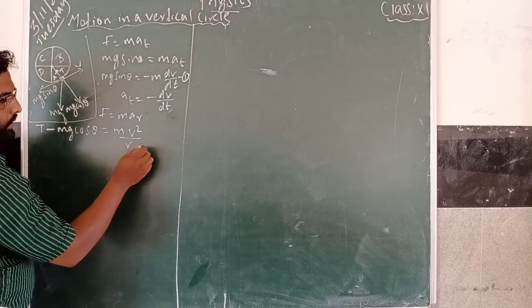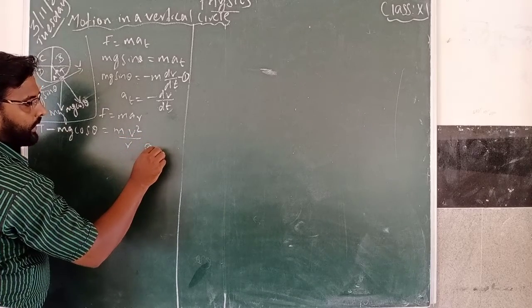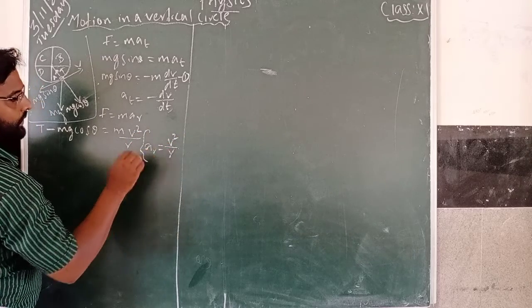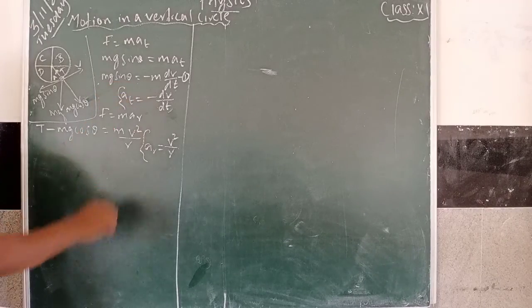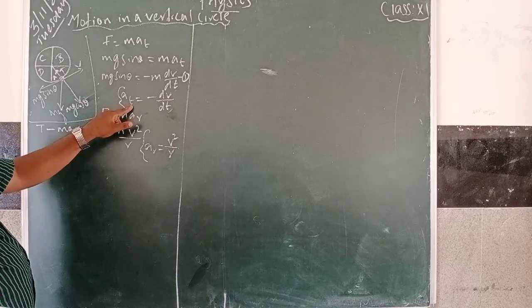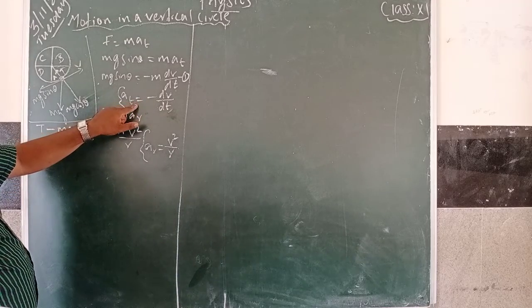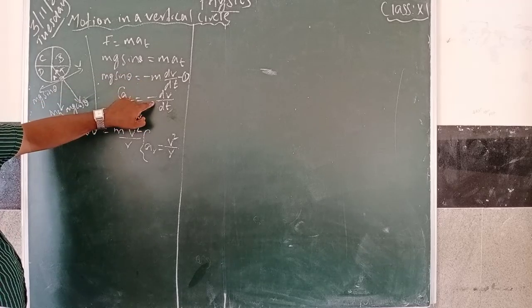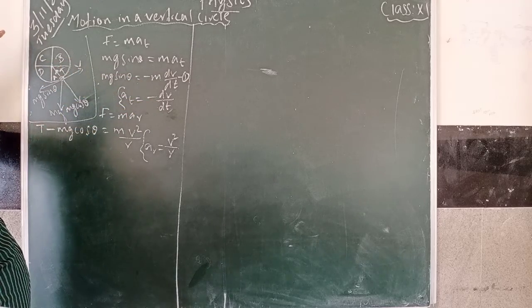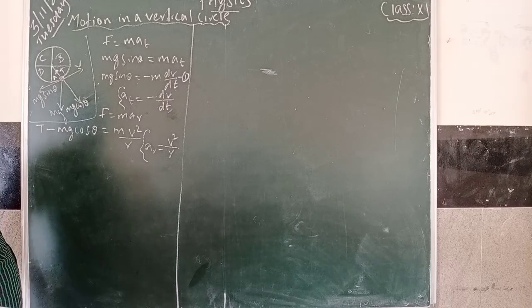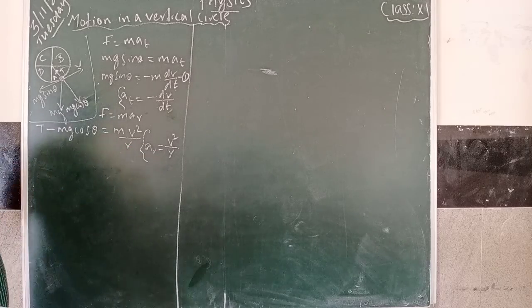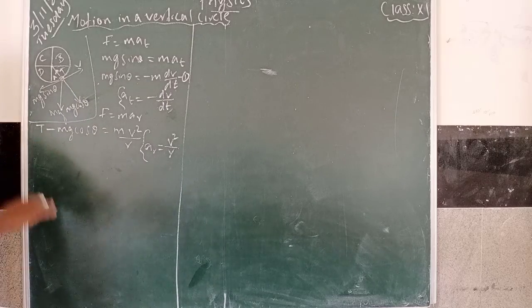What is this v square by r? Here we have the tangential acceleration, or retardation. That's why we are giving minus, which is in the opposite direction. That is what we can call the tangential retardation. Here the centripetal acceleration is v square by r. So this is what we got from this.